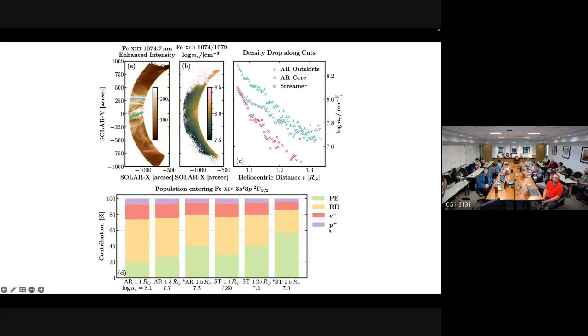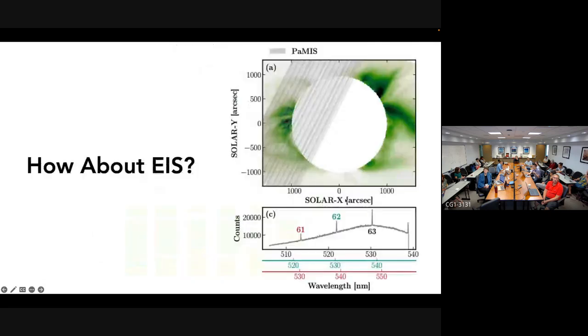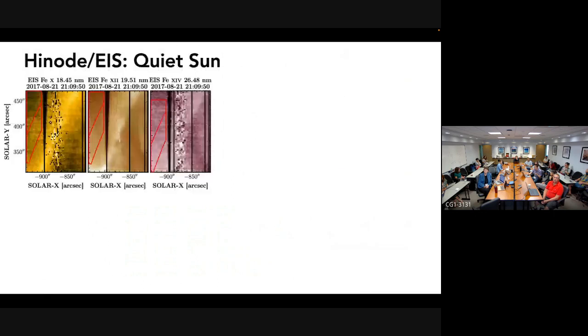So it seems that only at, say, 1.5 solar radii in streamer-like densities, we will have the photoexcitation really dominate the population of the upper energy level of the iron 14. So this is what we found with the COMP observations. And finally, we also do some comparison with ICE.